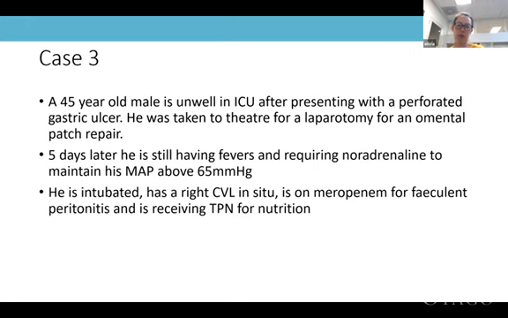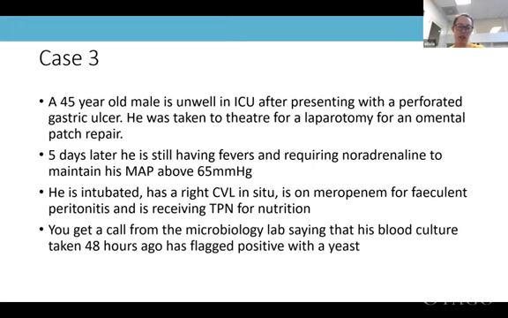He's been on meropenem because when they opened him up, he had feculent peritonitis from the perforated ulcer. So even though obviously they washed it out, he's still on broad spectrum antibiotics for that. And he's receiving TPN for nutrition. So you get a call from the microlab saying that his blood culture taken 48 hours ago has flagged positive with a yeast. Does anyone have any idea what diagnosis this guy might have, or what the yeast is going to be?